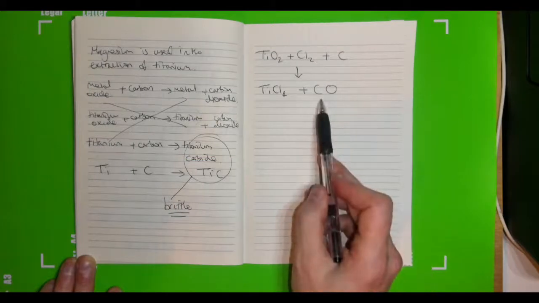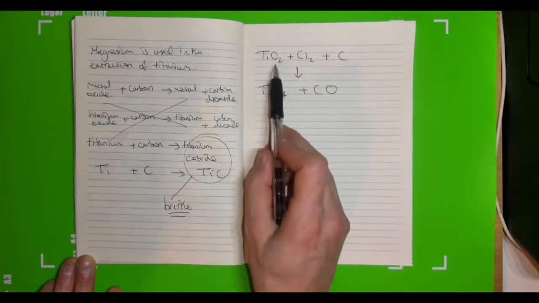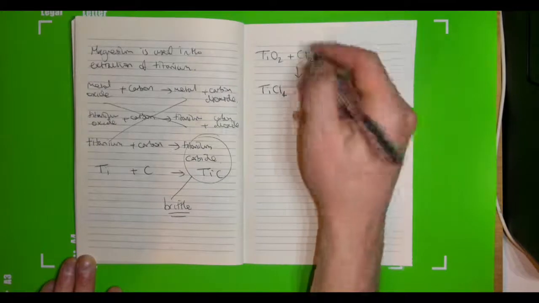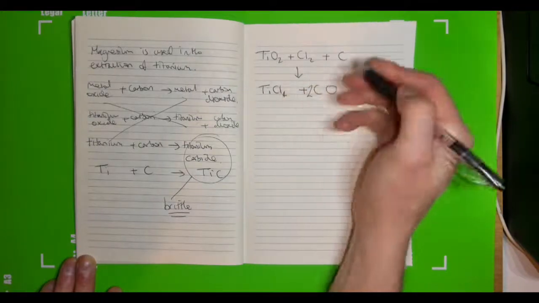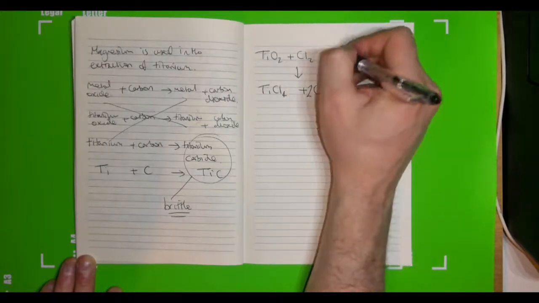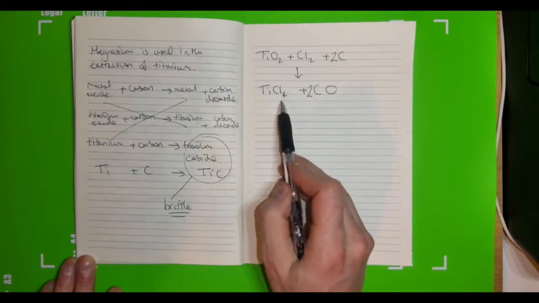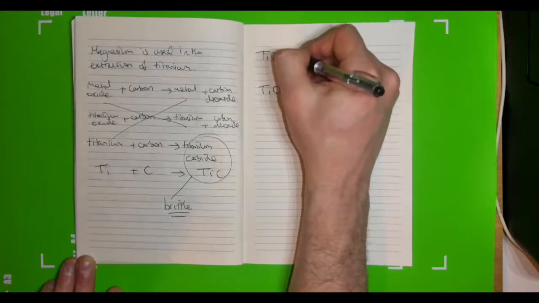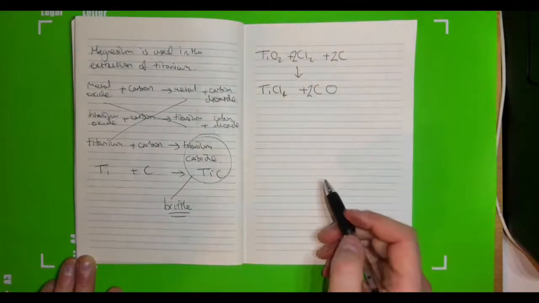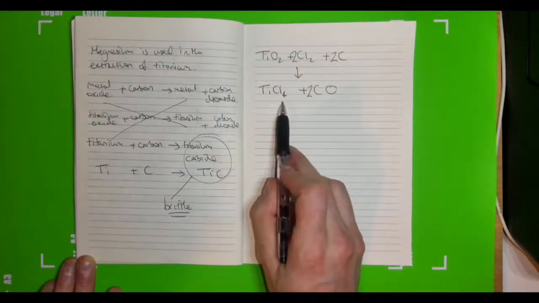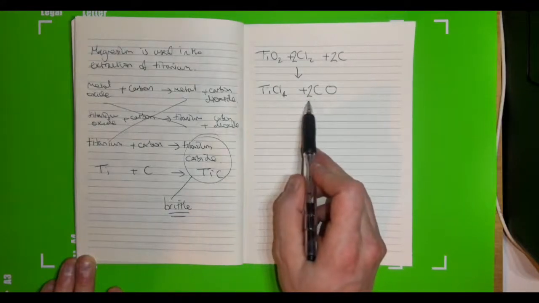So we need to balance this equation here. We've got two oxygens here, so we need to double this. We've now got two carbons, so we need to put two here like that. We've got four chlorines here, so we need to put a big 2 there. So what we get is TiCl4 and 2CO.